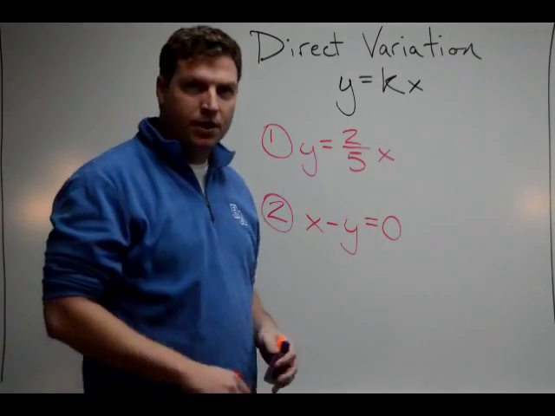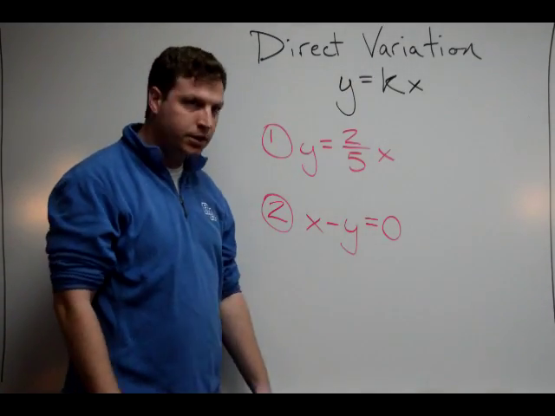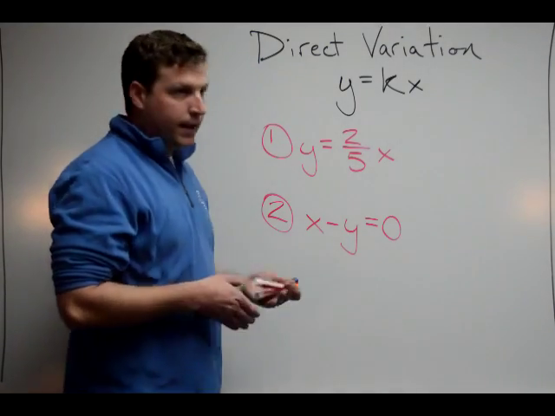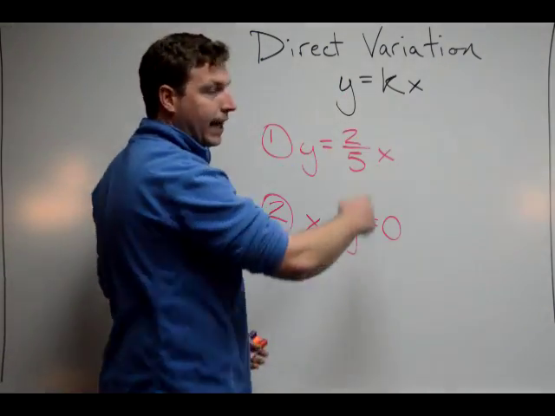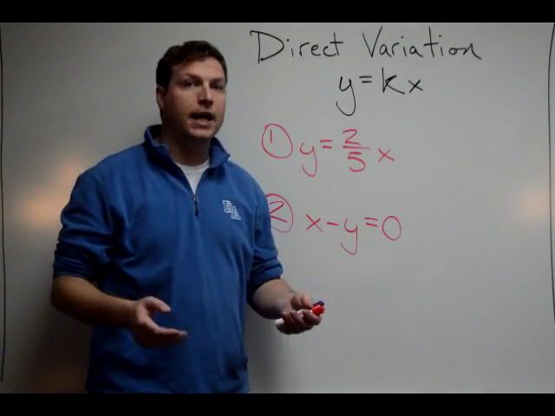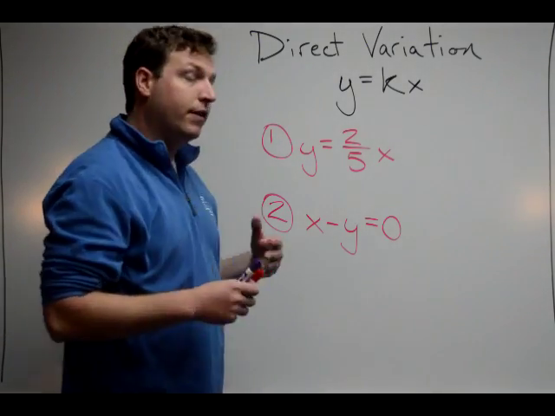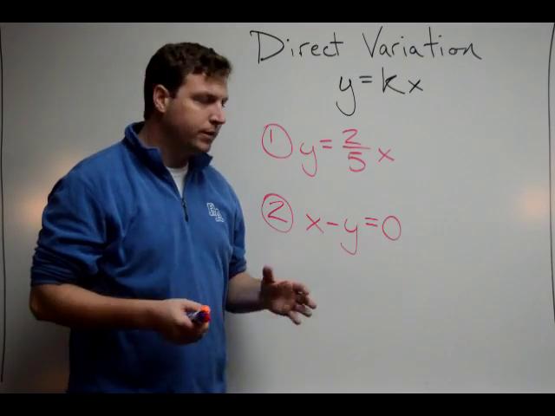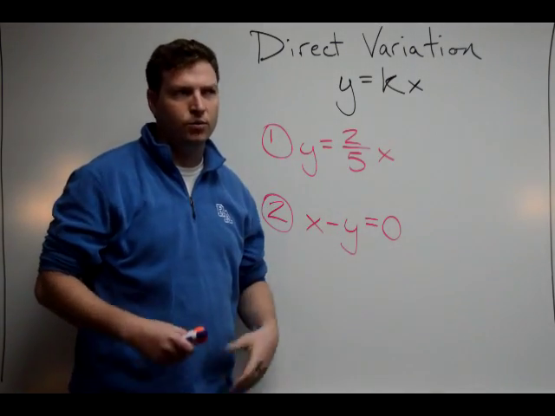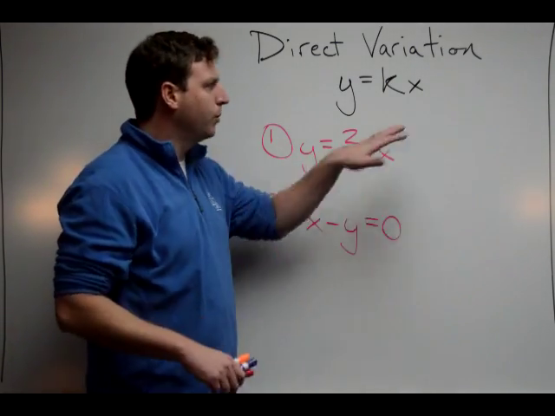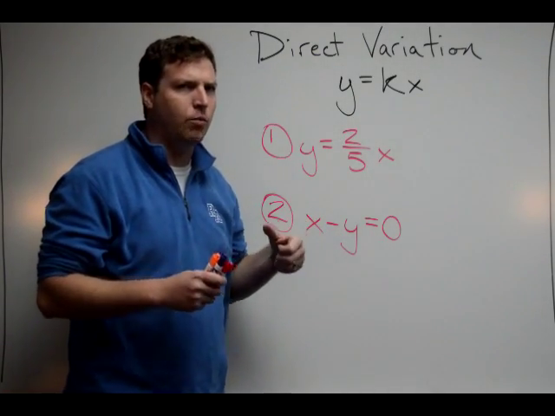All right, pretty simple stuff here. We're looking at direct variation. We know that the standard form is y equals kx. We want to make sure we put our equation in that format to see if we can identify if it is a direct variation. If it is direct variation, we're also interested to know what our k value is. What's the constant of change, right? What are we doing to x each time to get y?